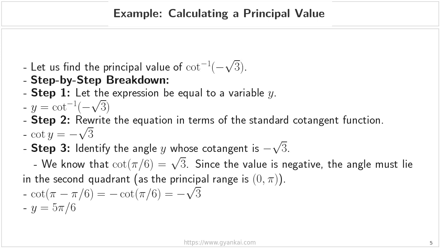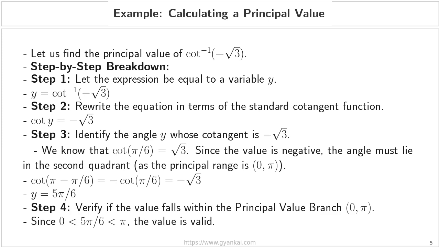Now we move to the third and most critical step. Identifying the angle y from our basic trigonometric values, we know that the cotangent of pi over 6 is positive square root of 3. However, since our current value is negative, we must look for the angle in the second quadrant, as we previously discussed that the principal range is restricted between 0 and pi. To find this angle, we calculate pi minus pi over 6, which equals 5 pi over 6. Therefore, y equals 5 pi over 6.